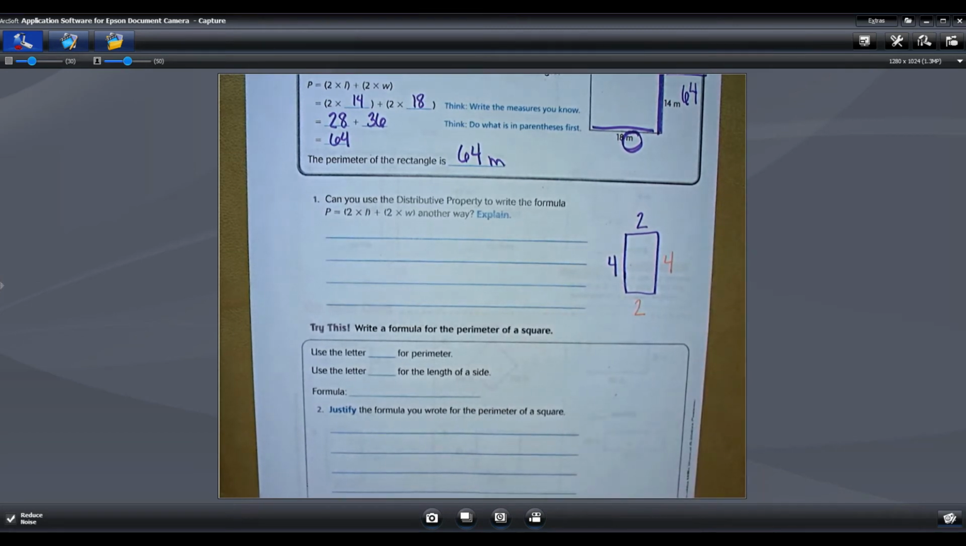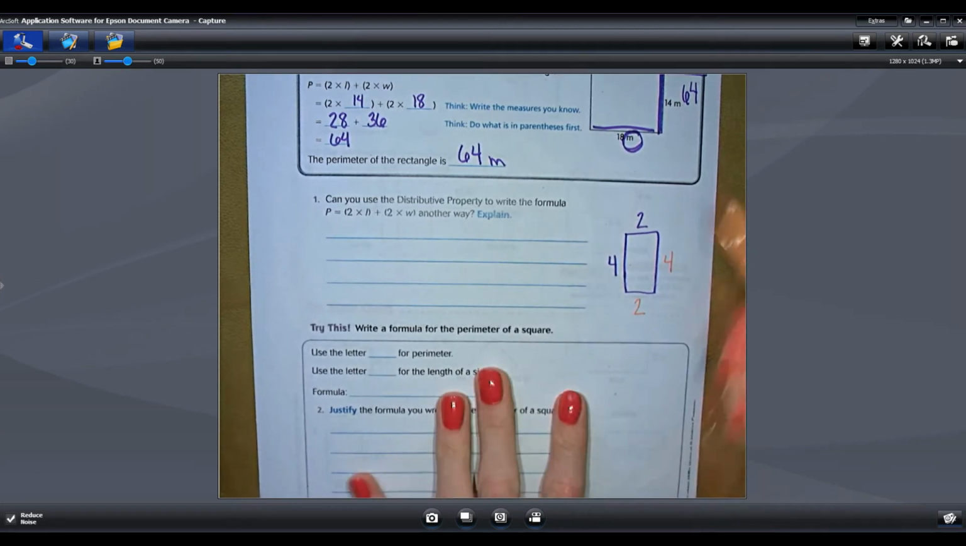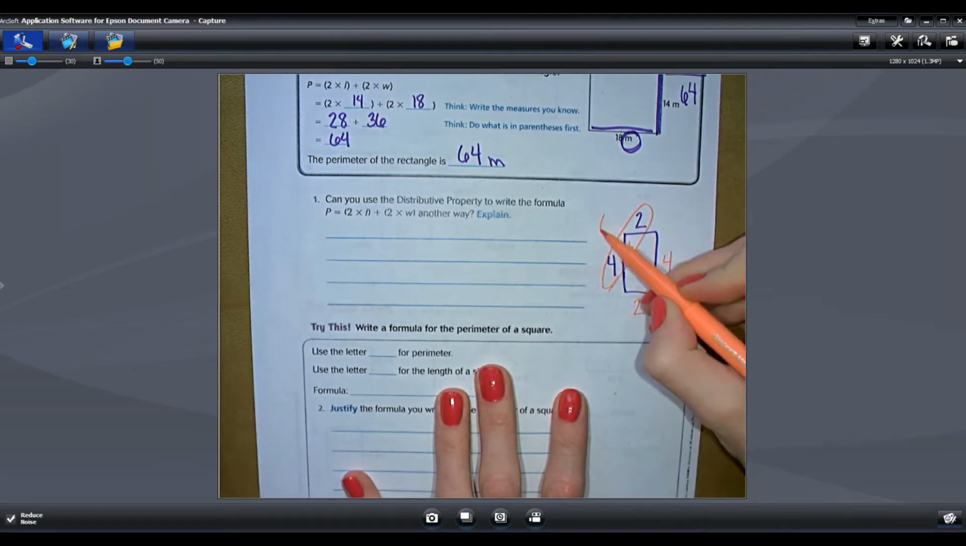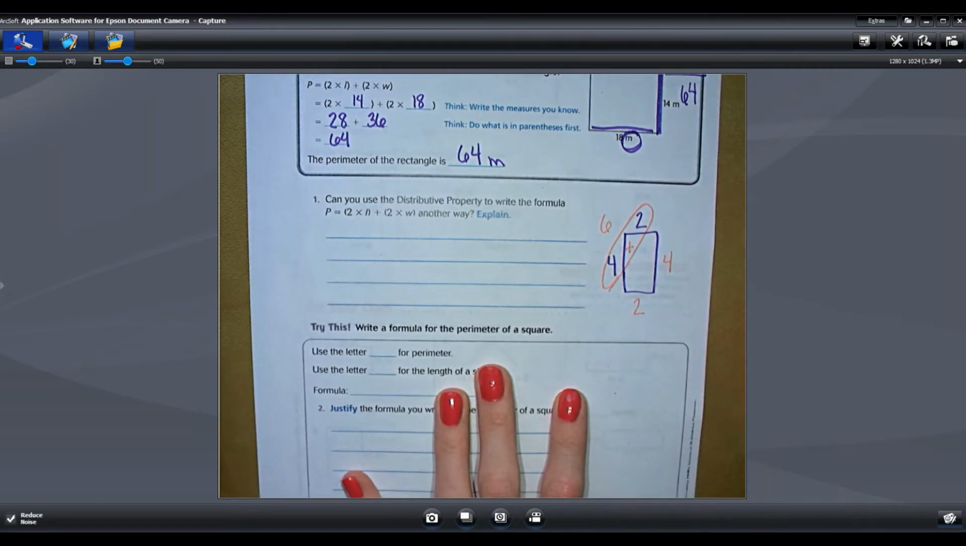You know that. Okay, another thing you can do is you can always add up one of the lengths and one of the widths. So 4 plus 2 would be 6, right? And take whatever that number is and times it by 2. Okay, because I will get that number twice.